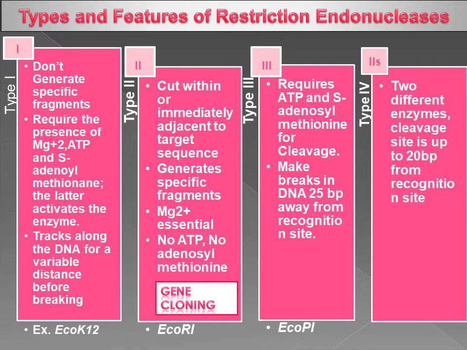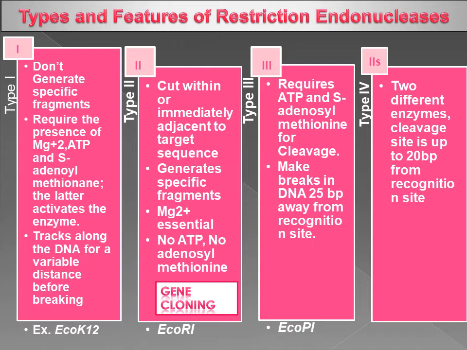The third one, type 3, is a single enzyme either to cleave or modify the recognition sequence. Here the cleavage site is the same as or close to the recognition site. It requires ATP and S-adenosyl methionine for cleavage and makes breaks in DNA 25 base pairs away from the recognition site. So in comparison with the first two types, type 3 has a quite nearer recognition site.